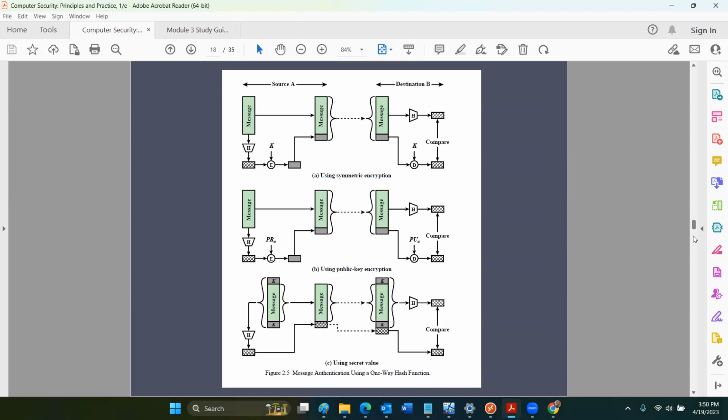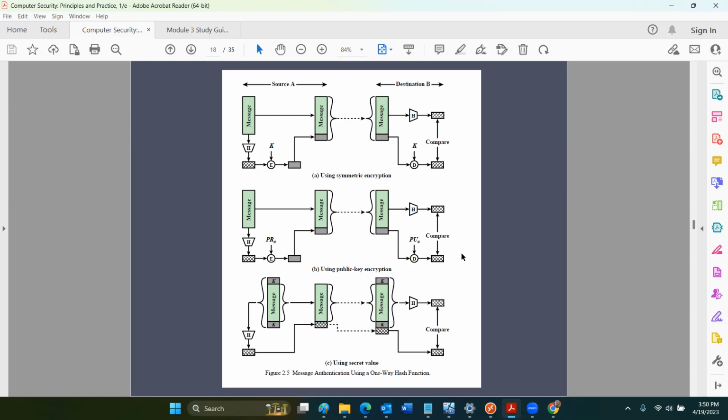This is a much busier diagram. And in this case, it talks about how the message transmission differs when you're using a symmetric key versus public key encryption, which is asymmetric. And I'm not going to get into that right now.